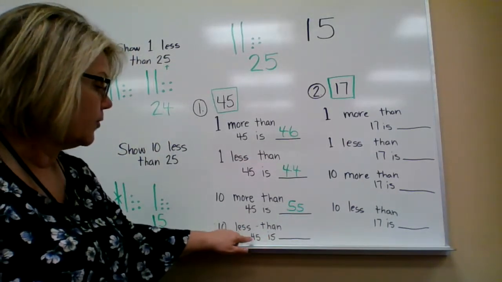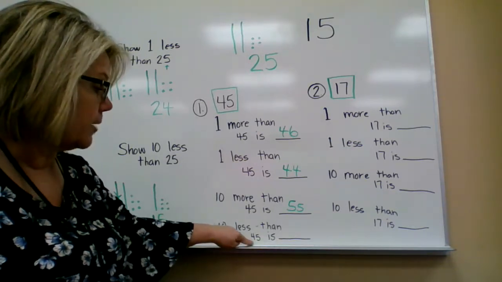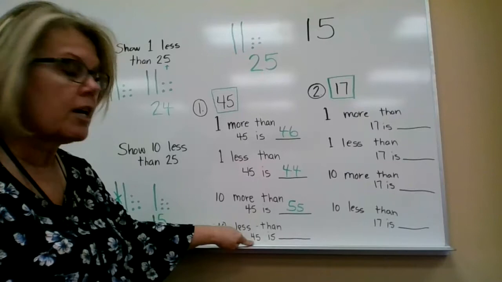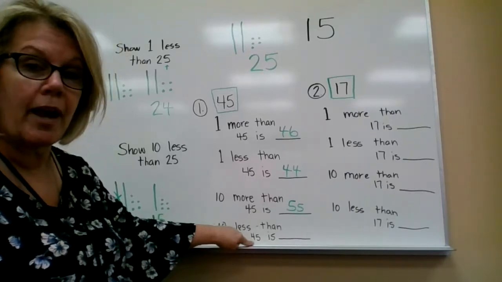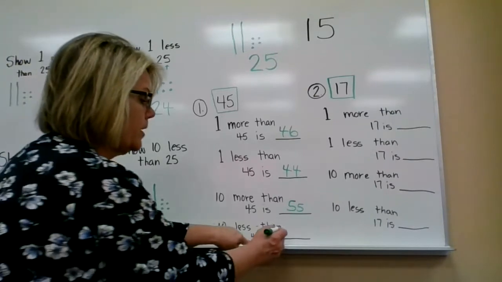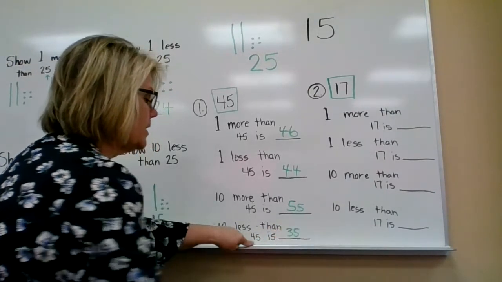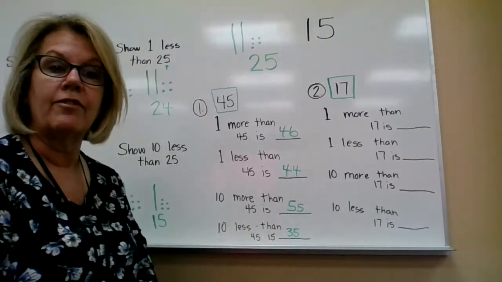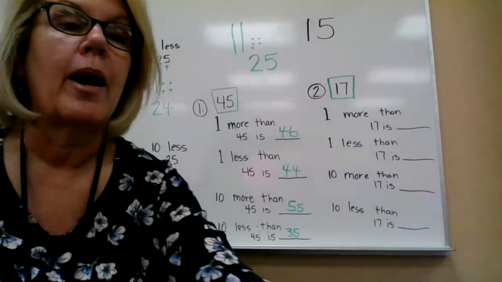10 less than 45, look at that number in the tens place again, it's a number 4. What number comes before 4? It's the number 3. So this number in the tens place would have to change to a 3, and the number in the ones place would stay the same. So 10 less than 45 is 35. All right, let's go on to problem 2.